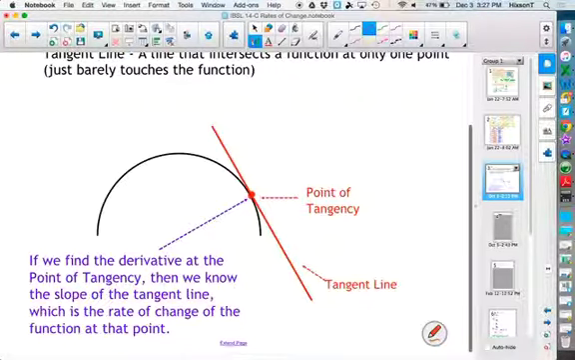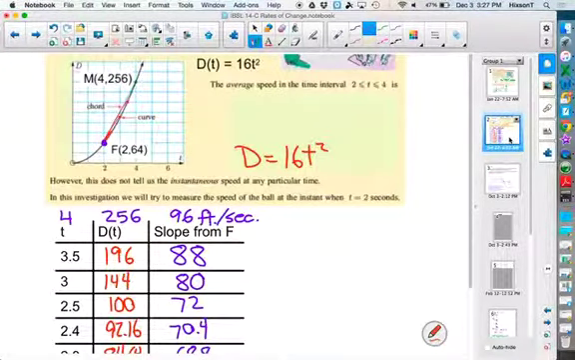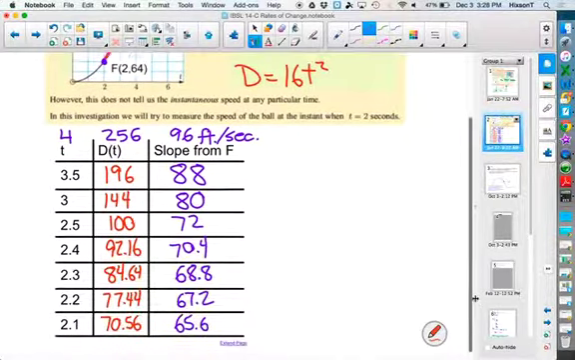In the case of our example here, if we're able to do that for this function, and then we plug in 2, that would tell us the exact speed at 2 seconds. In this case, it would be 64 exactly, because the derivative of this is actually 32t, and 32 times 2 is 64. So 64 feet per second is the instantaneous speed. And as you can see, our approximation was getting closer and closer to that.